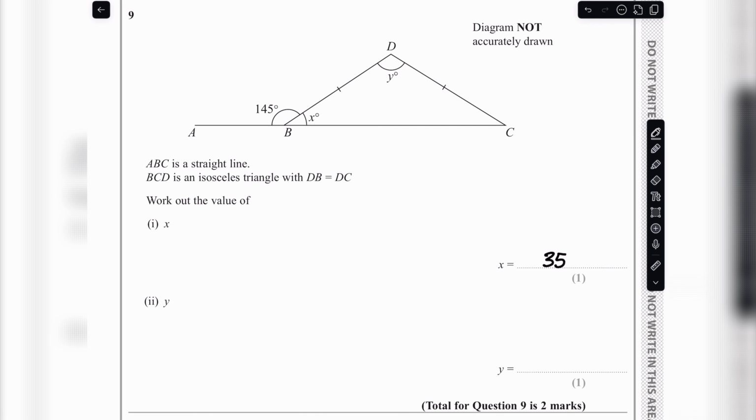In the final part of this question, we are told to work out the value of y. So given as x is 35 degrees and we have an isosceles triangle, that means the angle DCB is also 35 degrees. So angle y can be obtained by adding 35 to itself and subtracting that value from 180. And when you put that into your calculator, you get 110 degrees.